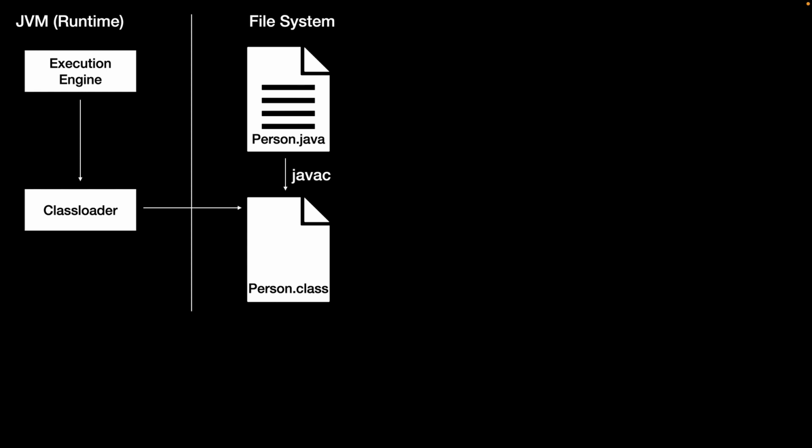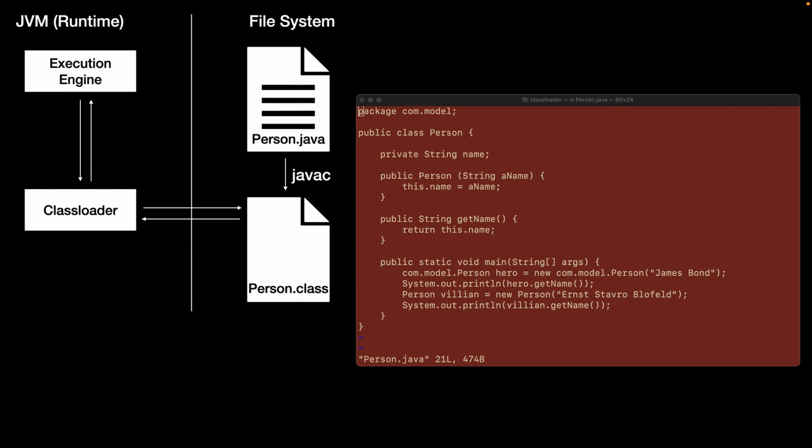If I need to go out into the file system and find it, then it's going to use the fully qualified name to find Person.class. It's then going to lift that class from disk, load it into memory, and then make that class available to the runtime. Let's experiment with this Person class to see how it all comes together.